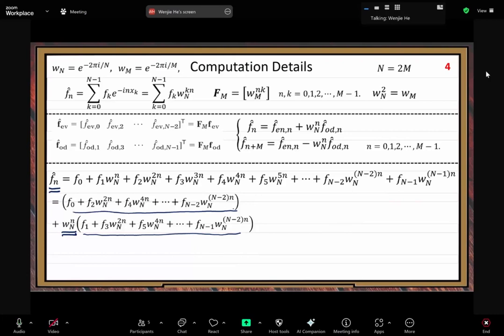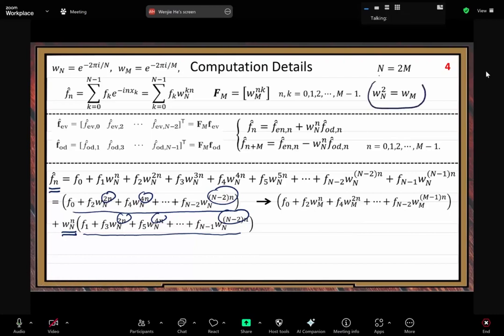Can we use that capital Fm matrix multiplication? So that's the reason we use capital Mn matrix. Because here you can see that the exponent is even number, all even numbers. Even number, we take that 2 out. Because look at this: W capital N square equals Wn.